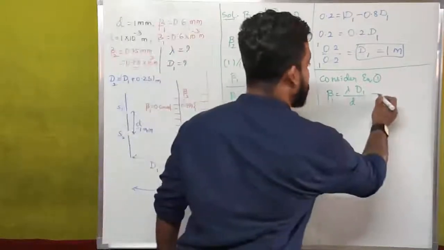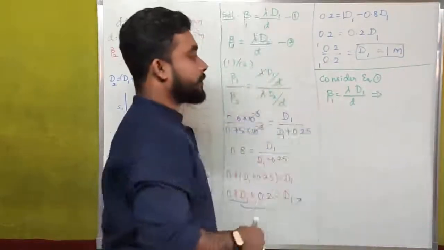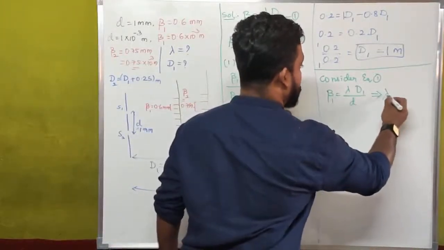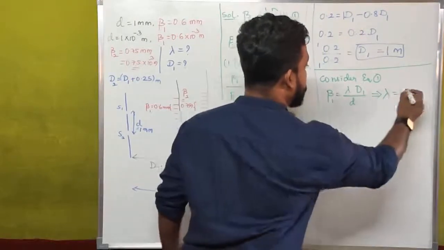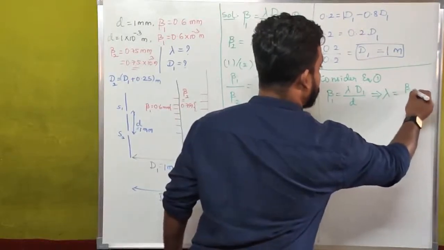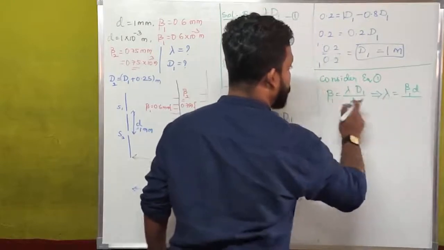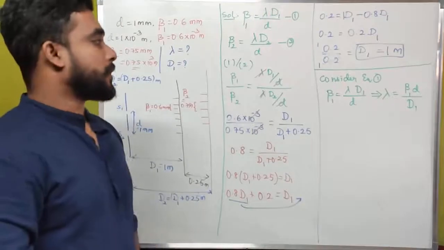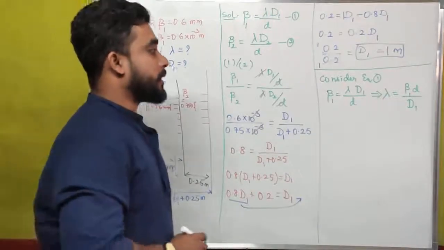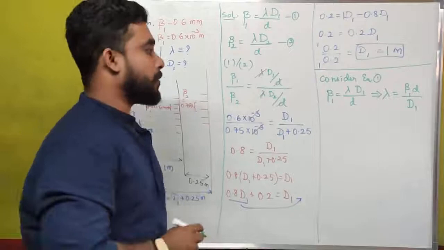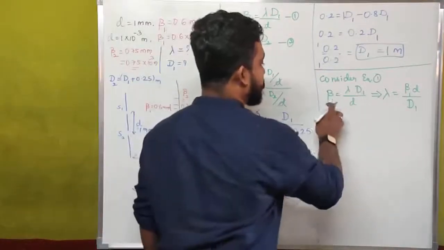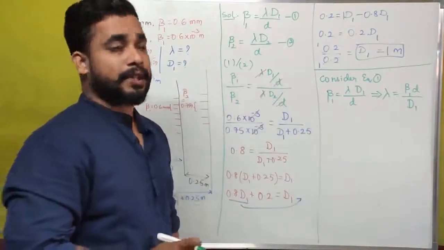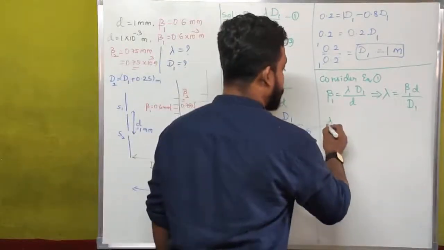After changing that expression, what we will get is lambda is equal to beta 1 into small d, whole divided by capital D. This is the modified expression of the fringe width. That is, lambda is equal to beta 1 into small d divided by capital D1. D1 goes to the denominator of the equation and small d goes to the numerator on the other side of the equation. Therefore, lambda is equal to how much?